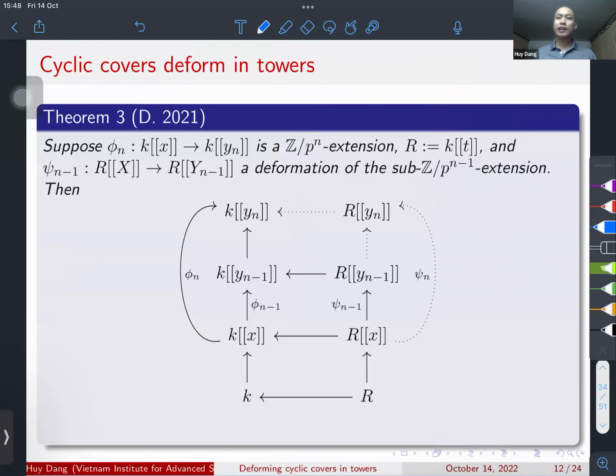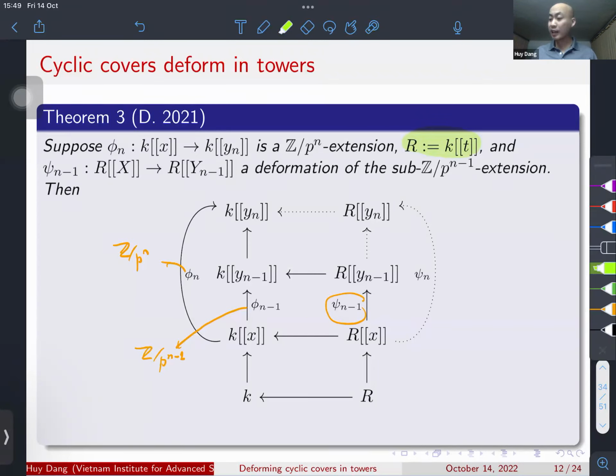Yeah. So now, finally, I can state the main result that I want to present today. It says that suppose phi n is a Z mod P to the n cover. So it's a cyclic covering, cyclic extension of power series, right? Yeah, we're dealing with power series now. And suppose phi n minus 1 is the Z mod P to the n minus 1 subcovering, and psi n minus 1 is the deformation of phi n minus 1 over R. Where R here is K double bracket T.